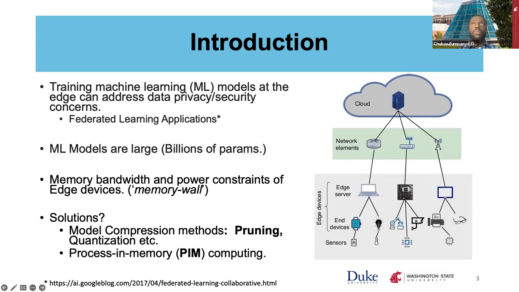But one challenge is that machine learning models are very large. They have billions of parameters. And also, edge devices have limited memory bandwidth, and this is significant. This is known as the power as well as the memory wall. So, are there solutions we can explore to solve this challenge and make edge computing feasible in the very near future? One of these solutions includes model pruning, which we'll be looking at specifically in this work. Quantization has also been proposed in several other works, which we will not get into. And then we propose a computing architecture which reduces memory latencies and improves computing speeds.